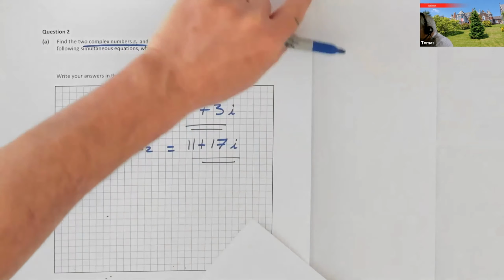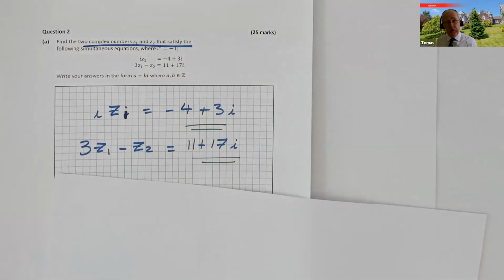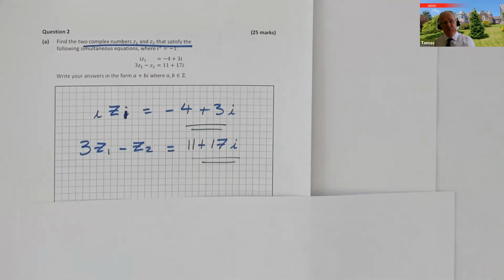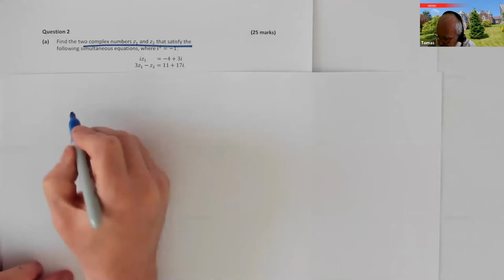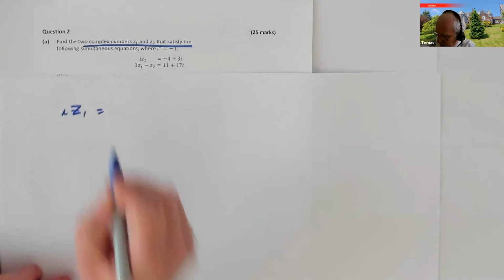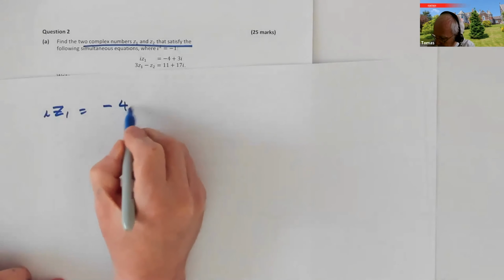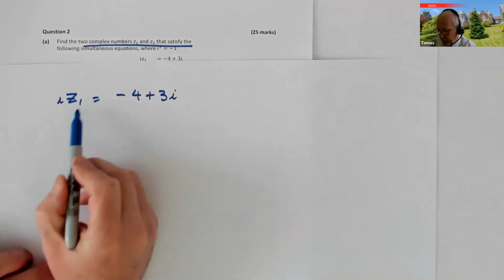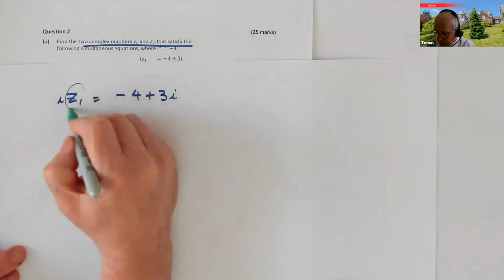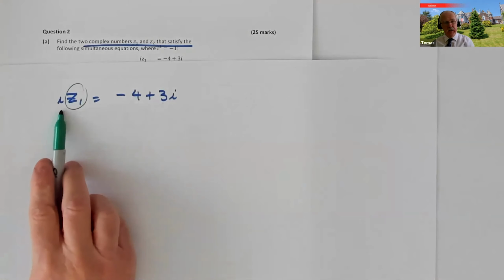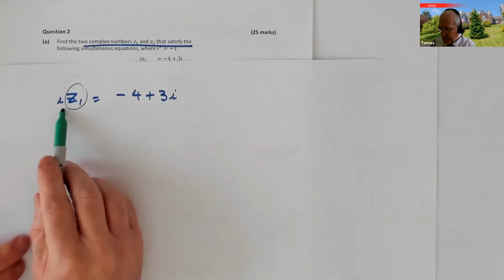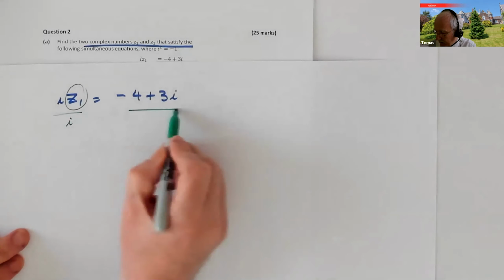Now, what you do going into the exam is you say, I've done all the complex numbers. There's only addition, subtraction, multiplication, etc. So it's got to be one of those. So the first one is iZ1 is equal to minus 4 plus 3i. And I'm interested in this. I don't like the i on this. I'm going to divide by i on both sides.